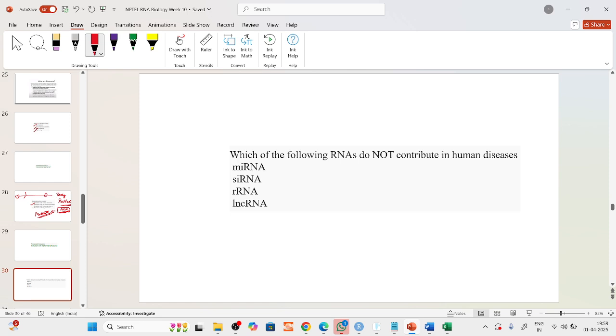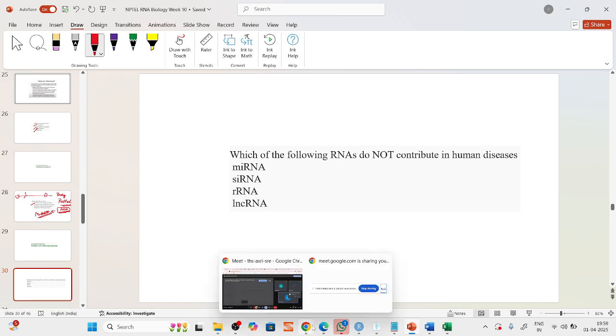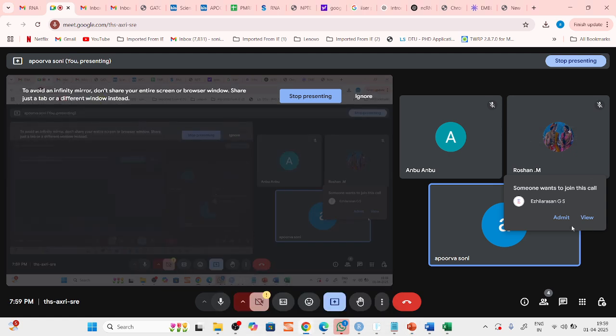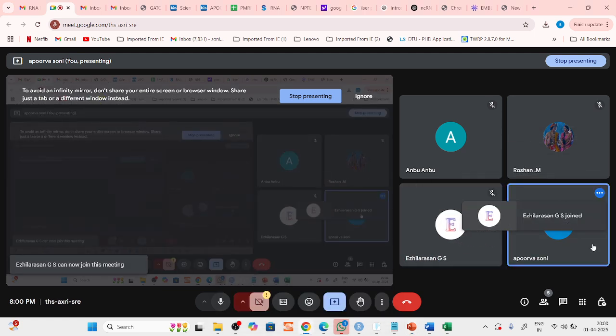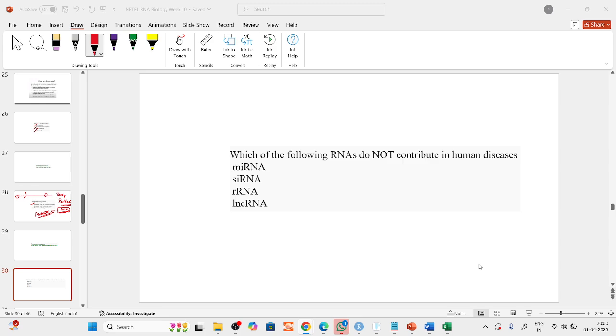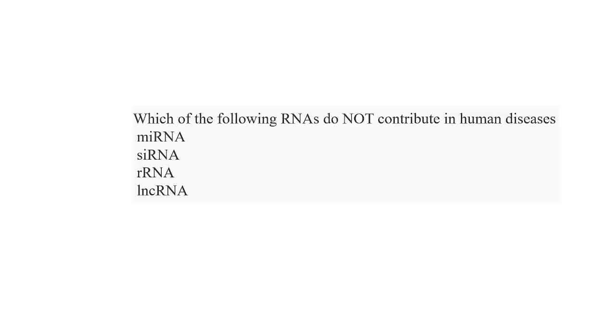Then the next question is, which of the following RNAs do not contribute in human disease? miRNA, siRNA, rRNA, or LNC RNA? Means which of these RNAs are not involved in any diseases, are not linked with any diseases.